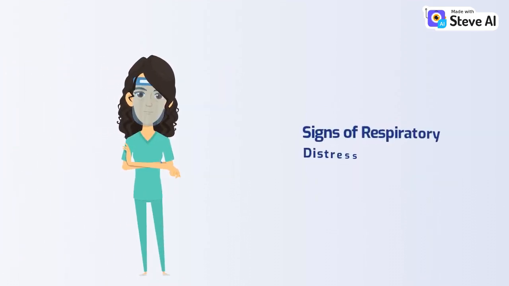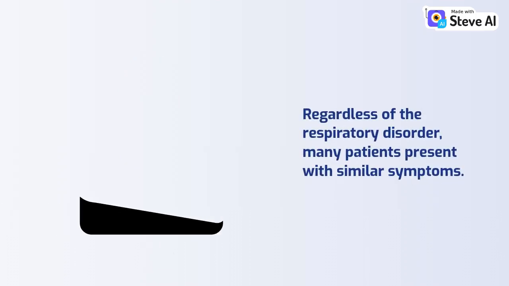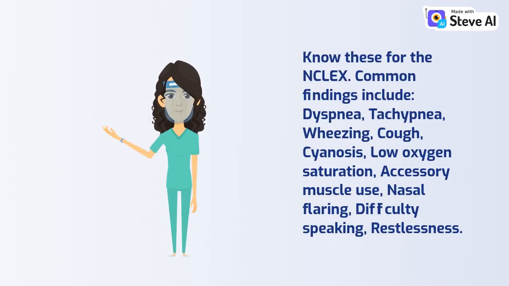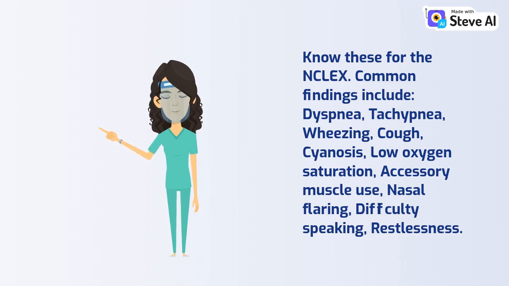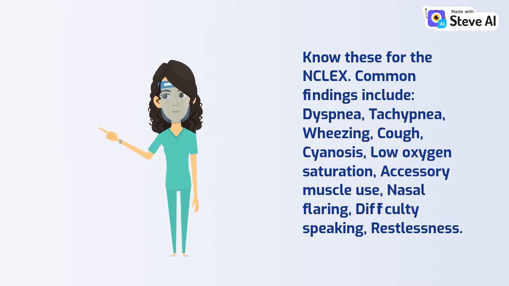Signs of respiratory distress. Regardless of the respiratory disorder, many patients present with similar symptoms. Know these for the NCLEX. Common findings include dyspnea, tachypnea, wheezing, cough, cyanosis, low oxygen saturation, accessory muscle use, nasal flaring, difficulty speaking, restlessness.